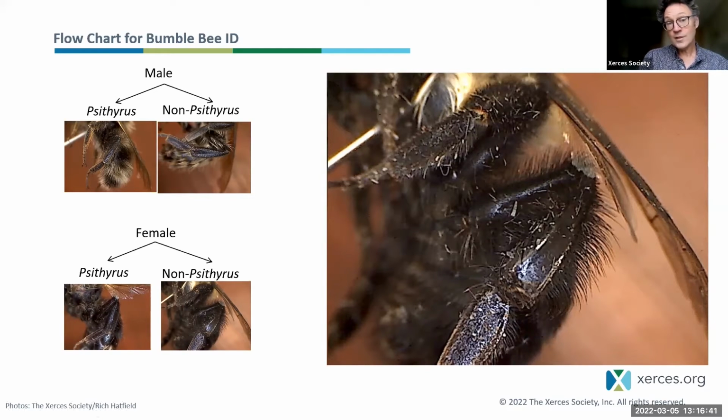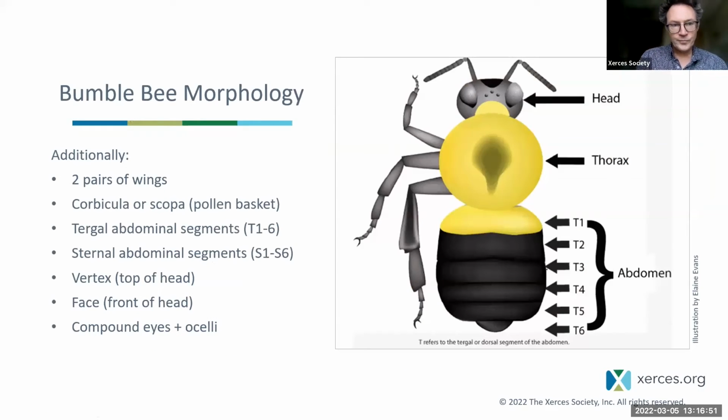So in the field, if you're interested to distinguish the cuckoo bumblebees from the others and the males from the females, you'll need to look at this hind leg character. And of course, you'll need to take good photos of it also.